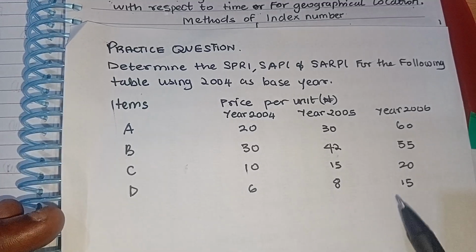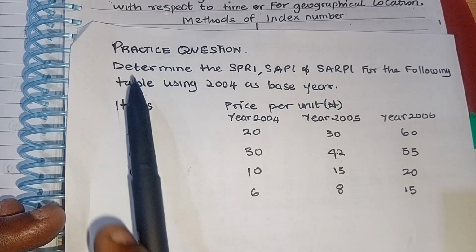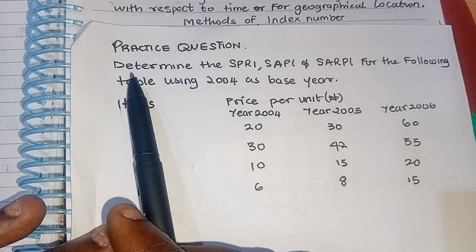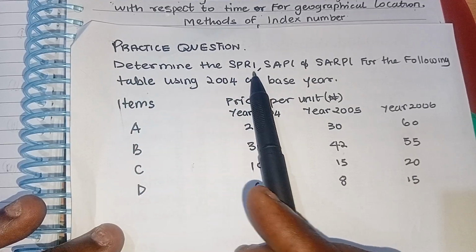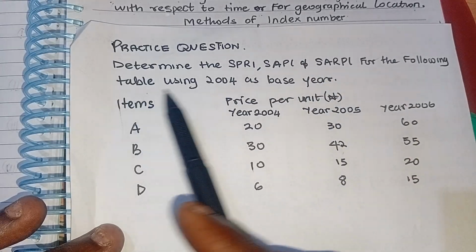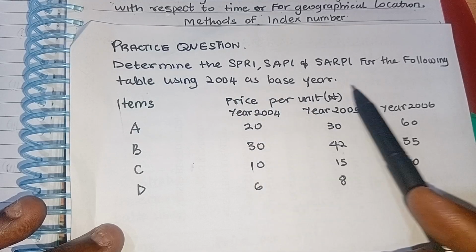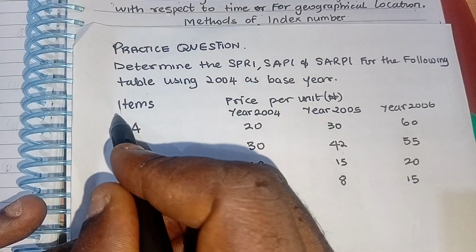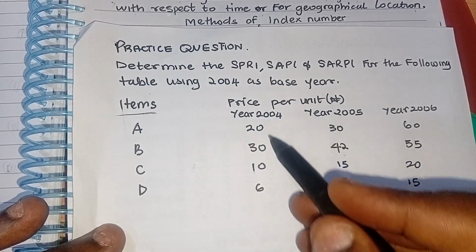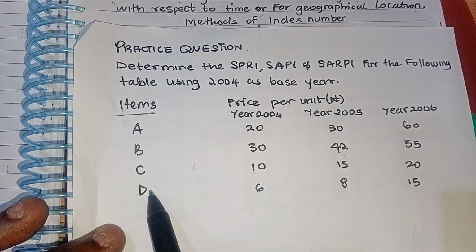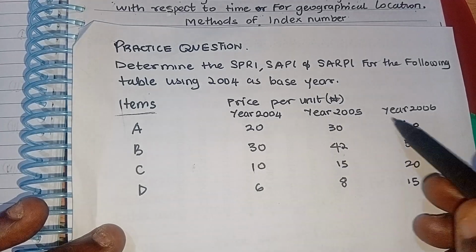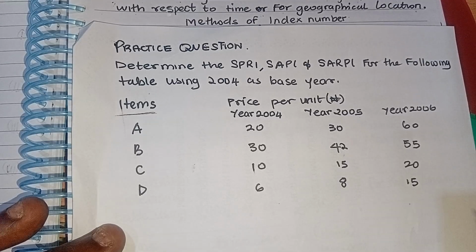You can pause the video and write down this practice question. Pause the video for a while and write down the practice question. We have to determine the SPRI, SAPI, and SARPI for the following table using 2004 as the base year. These are the items and the prices of items. Price per unit is given. We have four items. These are their prices for 2005, and these are their prices for 2006.